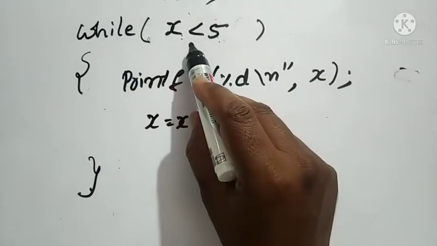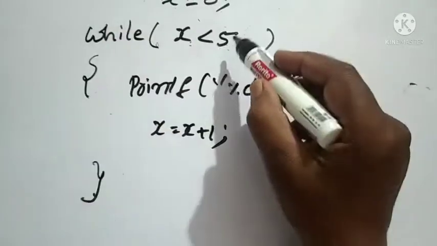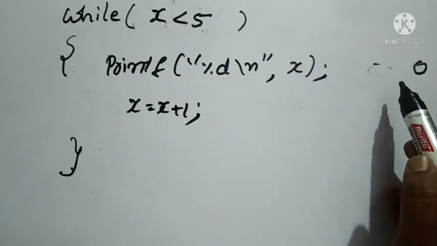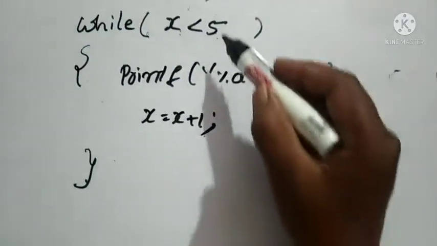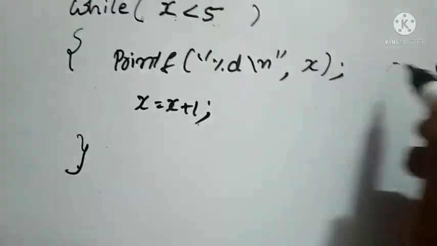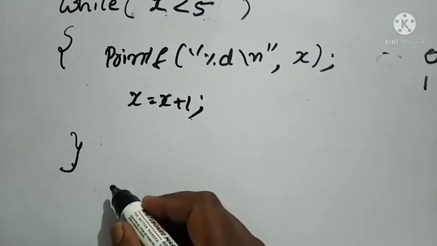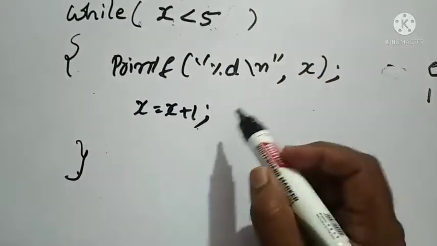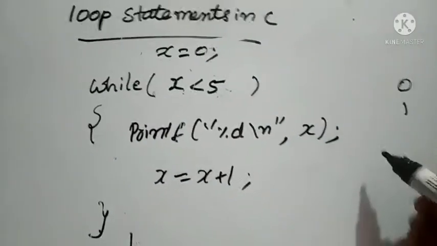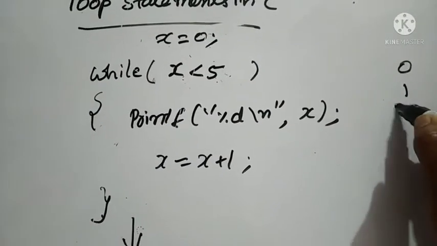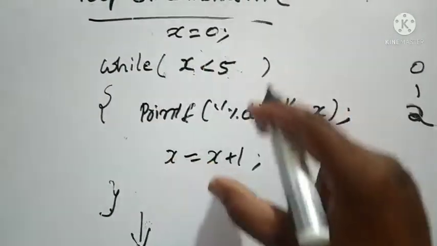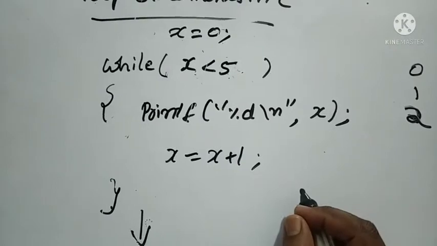Once again it will come back to the while statement and check: is the value of x less than 5? The value of x is 1 now, and 1 is less than 5, so it will execute this instruction and display the value. Once again it will go for execution. In the next iteration the value will be 2. Iteration means a round: after executing one set of instructions within the while, we call it an iteration.